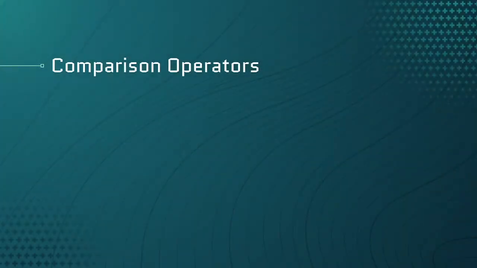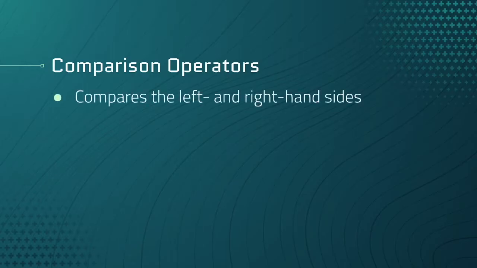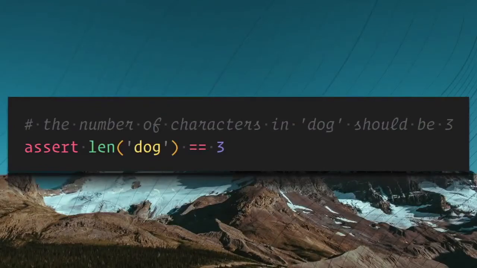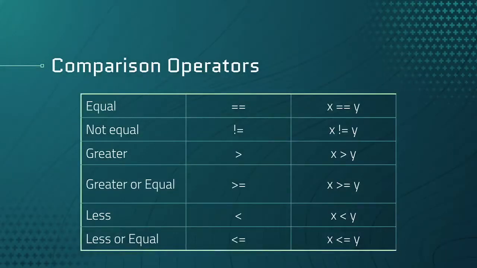Sometimes called relational operators, comparison operators compare the left and right-hand sides to each other. We're already familiar with the equality operator, which is the double equals sign as seen in this example. Here, we're asserting that the length of dog is 3. There are quite a few comparison operators, but they're pretty straightforward. Equals with the equals signs, not equal with bang equal or exclamation point equal, greater than, greater or equal, less than, and less or equal.